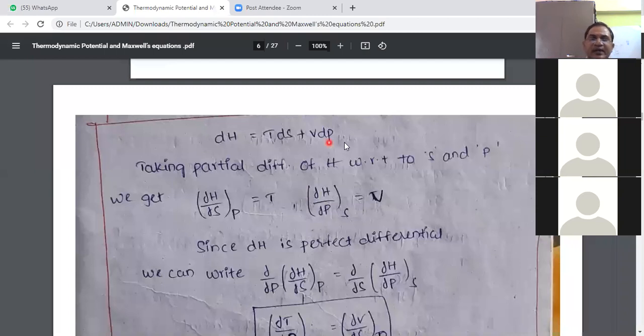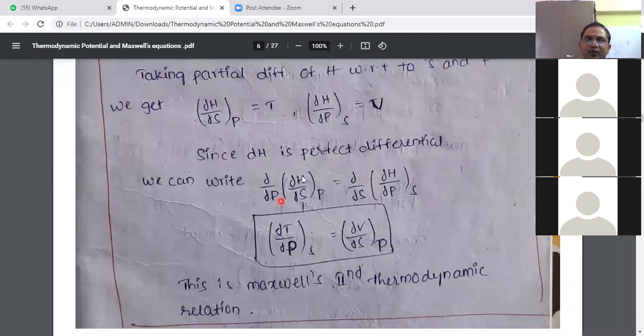Okay. So dH is equal to TdS plus VdP. ∂H/∂S at constant P equals T, that is written. ∂H/∂P at constant S is equal to V. Then ∂/∂P of ∂H/∂S at constant P equals ∂/∂S of ∂H/∂P at constant S. But ∂H/∂S at constant P is T, so that is substituted here: ∂T/∂P at constant S equals ∂/∂S of this, which is V. Hence ∂V/∂S at constant P. This is Maxwell's second thermodynamic relation: ∂T/∂P at constant S is equal to ∂V/∂S at constant P.